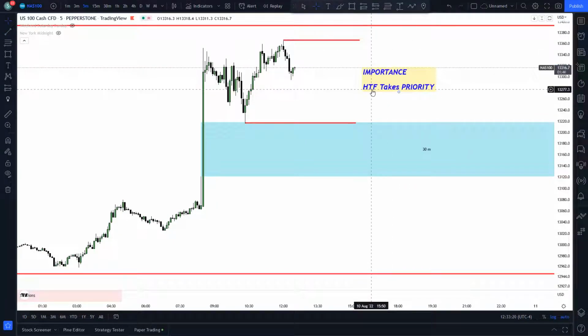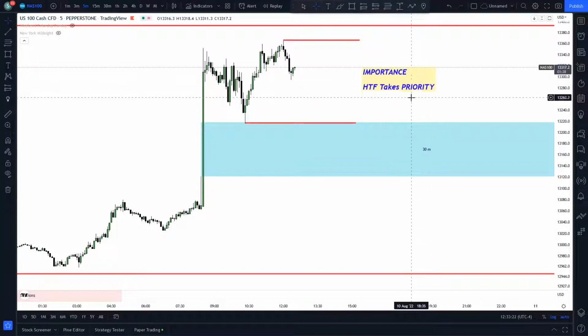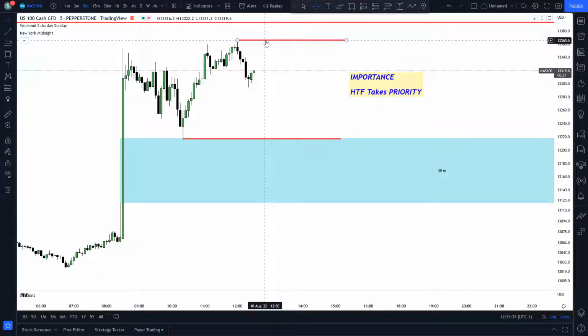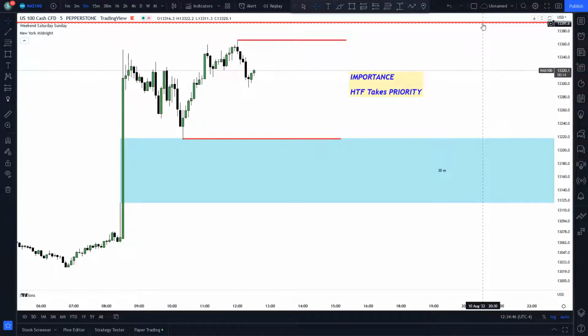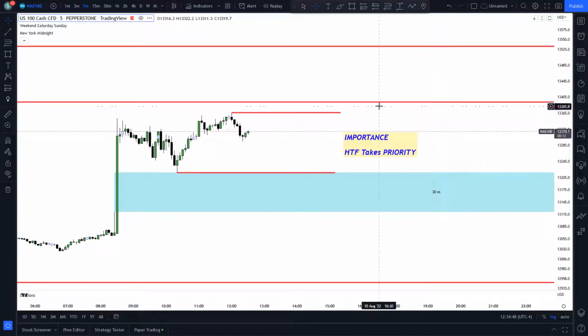This just means that higher time frame areas take priority. So although we have a 5-minute swing high up here and a 5-minute swing low down there, we have these higher time frame swing highs above.